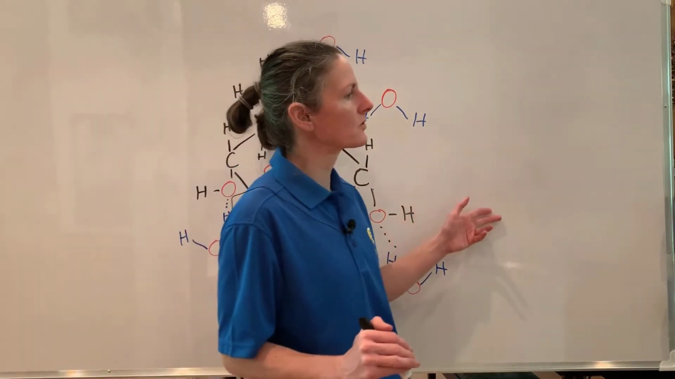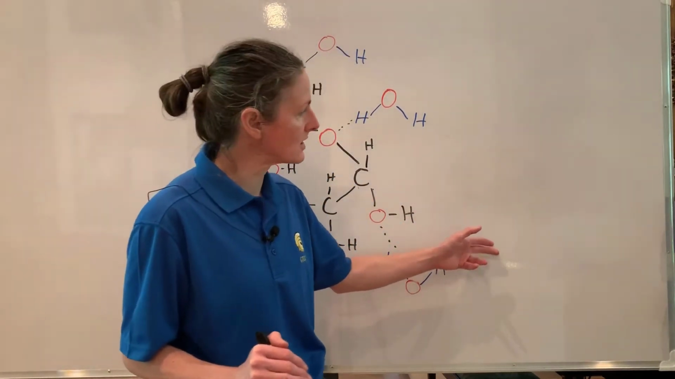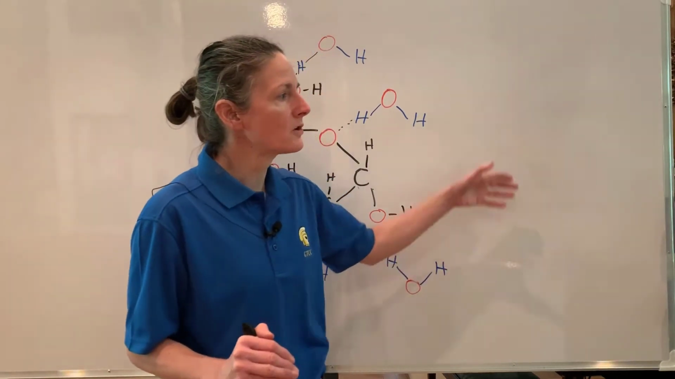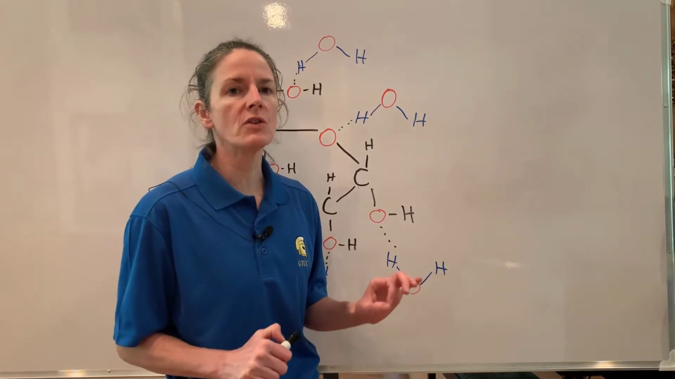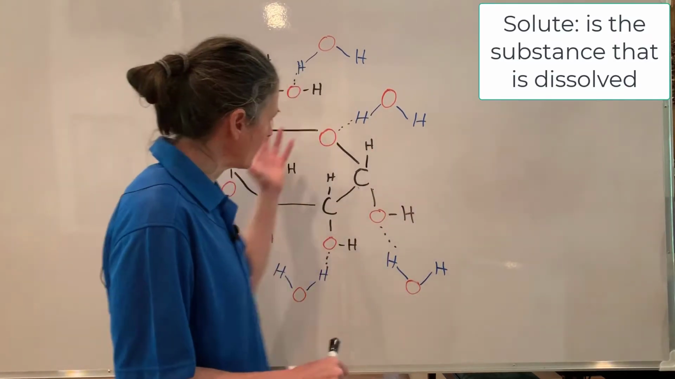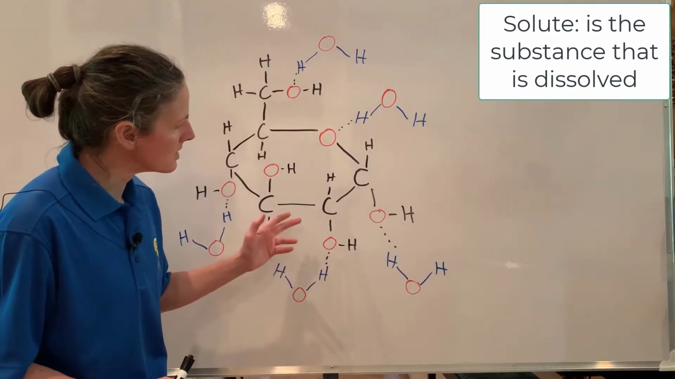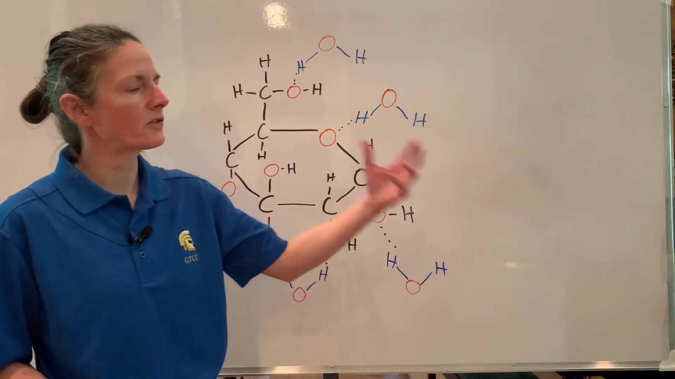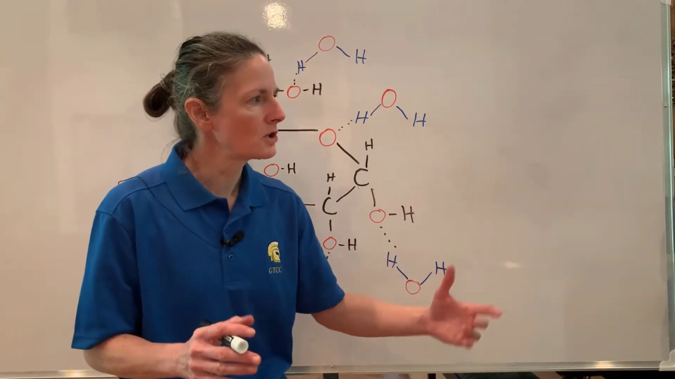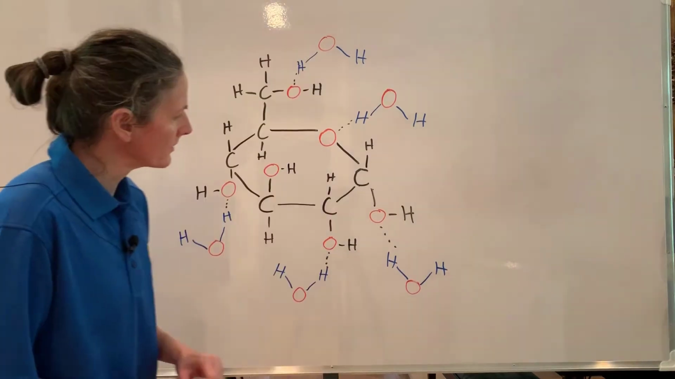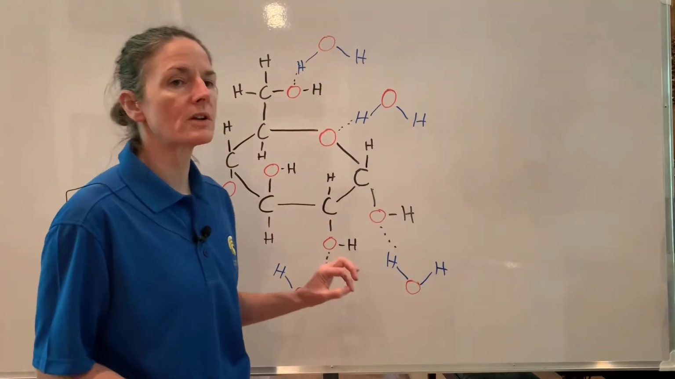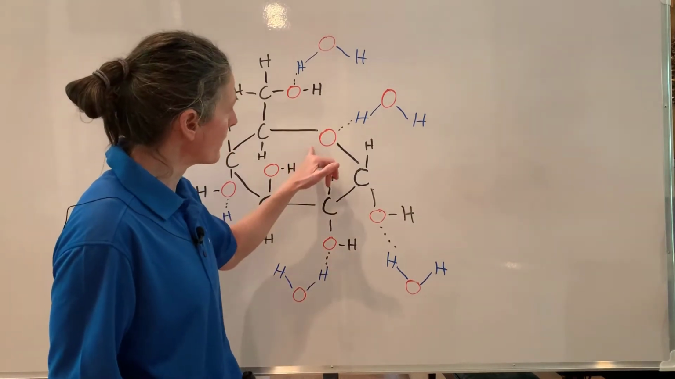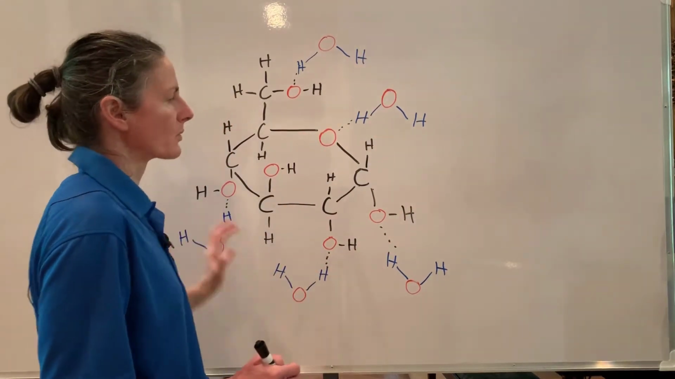Almost all the solutions that we'll be dealing with in biology and in this class will be water-based, so the solvent will be water. And the thing that is dissolved is the solute. So in this case, our solute is the sugar. And so when you have a solvent dissolving a solute, you get a solution. So this is one of the properties of sugar. Because it has all of these oxygens in it, it is polar and therefore can interact with water.